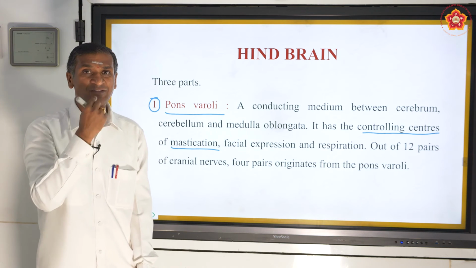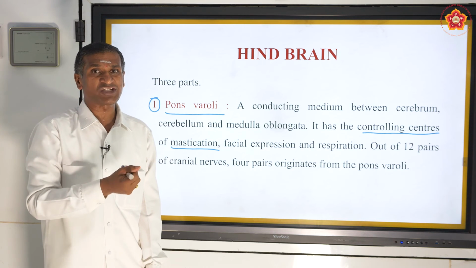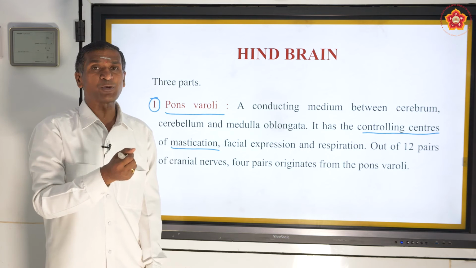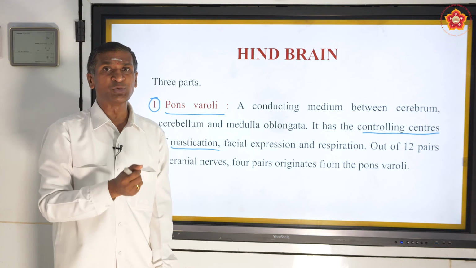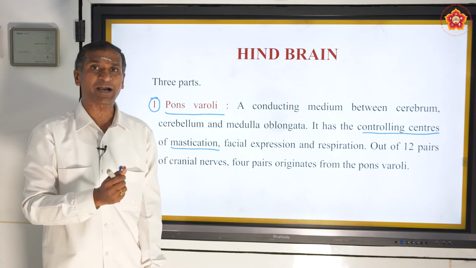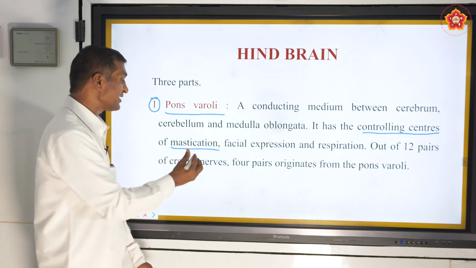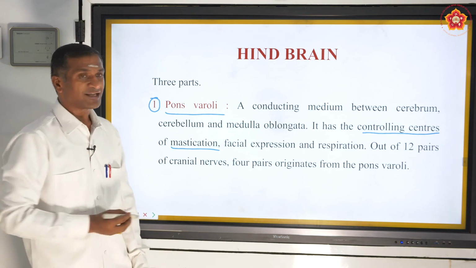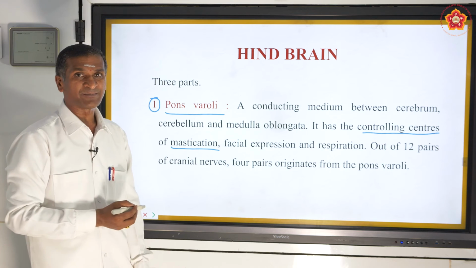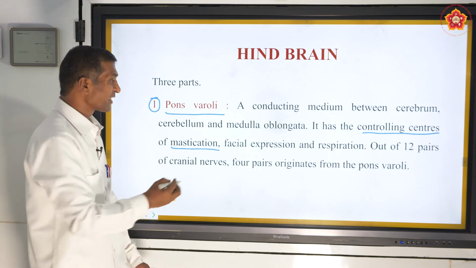When we are going to have the food inside our body, we start to chew the food. Mastication in the human life processes, where we studied about the human digestive system, is the mechanical digestion that takes place in the buccal cavity with the help of the teeth and the tongue. So mastication of the food is mainly controlled by pons varolii.